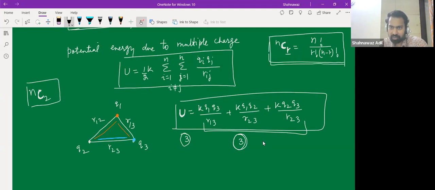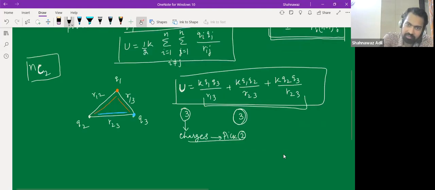Do you guys remember this? Yes, sir. So can you guys calculate? Let's take the example of this case. I have three charges, and I have to pick two. Can you tell me how many possibilities there would be?